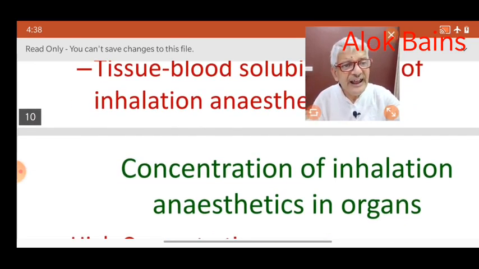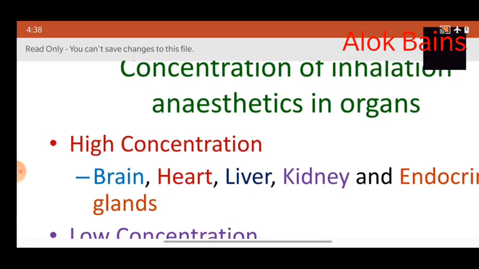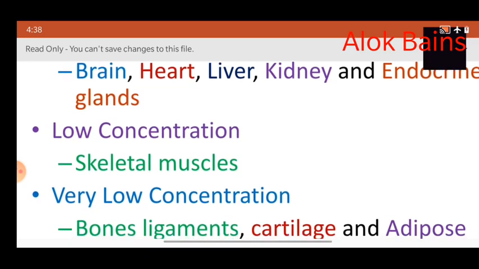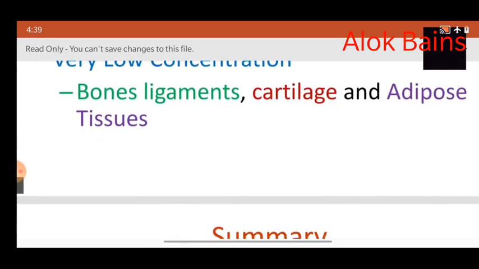Concentration of these inhalation anesthetics inside the human body shall be higher in some vital organs like brain, heart, liver, kidney and endocrine glands, because these organs have larger size and high blood circulation compared to the other organs of the body. Similarly, some organs have low concentration of inhalation anesthetics, such as skeletal muscles, because they have low blood circulation compared to the brain, heart, liver, kidney and endocrine glands. And at last, some parts like bone, ligaments, cartilage and adipose tissues have very low concentration of the inhalation anesthetics.